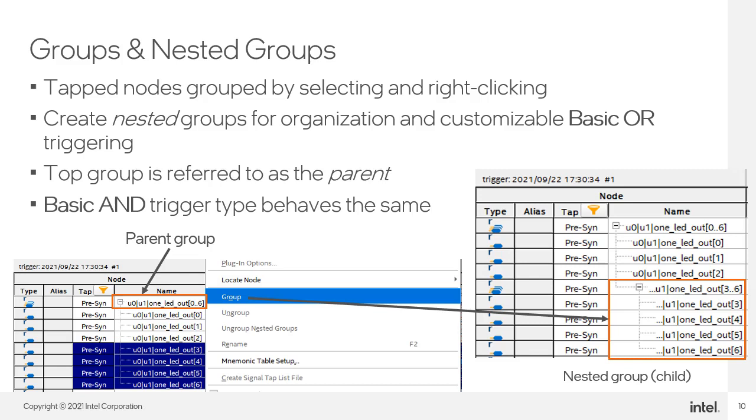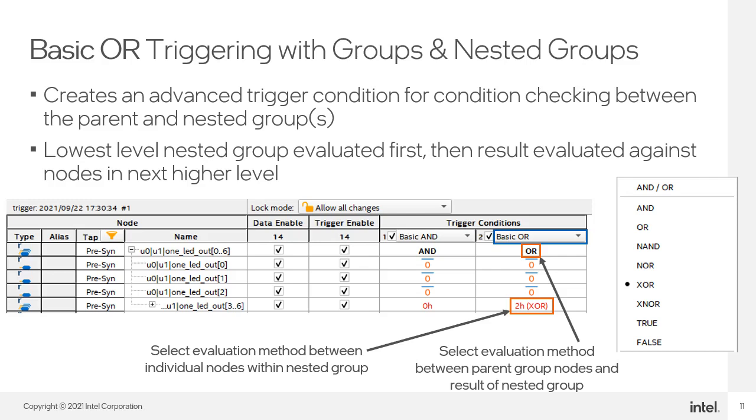Note that for a basic AND trigger, signal monitoring with nested groups behaves the same as if there were no nested groups at all. All signals must match the selected level or type of edge transition for the trigger to occur. This behavior changes, however, with a basic OR trigger. Without nested groups, a basic OR trigger is what you'd expect. Any one of the signal values must be true for the trigger to occur instead of all of them, as is the case with a basic AND trigger.